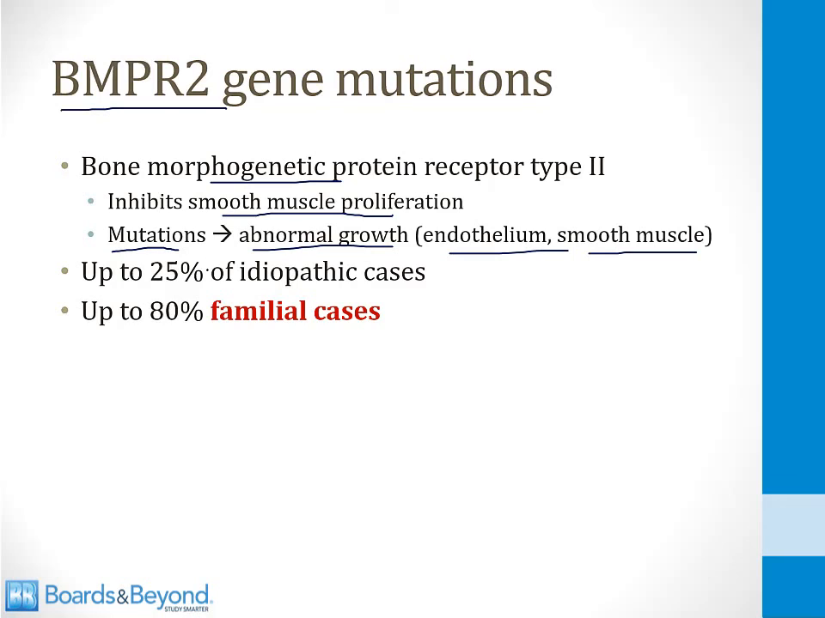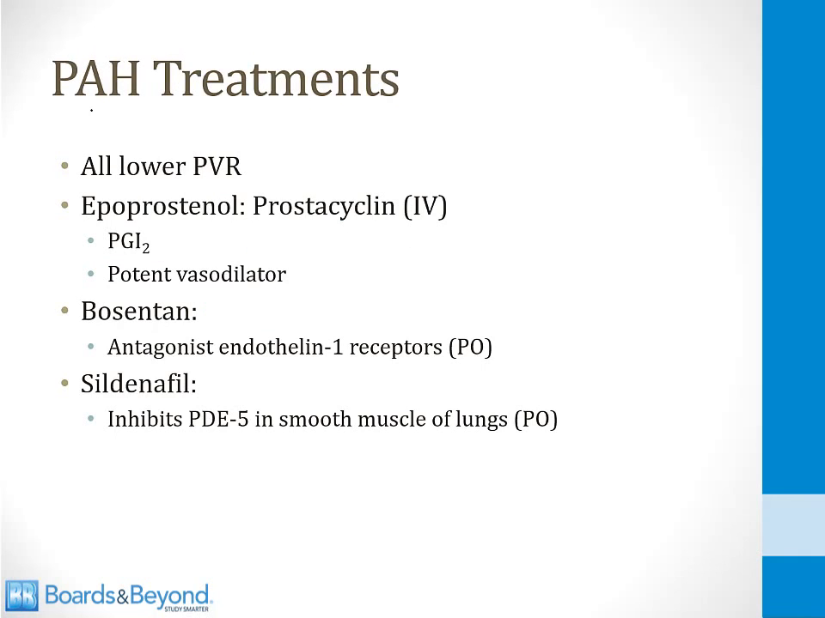Mutations of this gene are seen in up to a quarter of idiopathic cases of PAH, and there are rare familial cases of idiopathic pulmonary arterial hypertension, and up to 80% of these familial cases have a mutation in this gene associated with the disorder. There are a number of treatments for PAH. These are all designed to lower the PVR so that you lower the pulmonary arterial pressure and protect the right ventricle. These can be used in patients with idiopathic PAH. It's also used in PAH associated with connective tissue disease and other conditions.